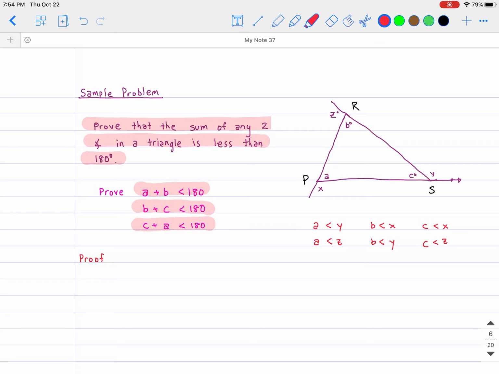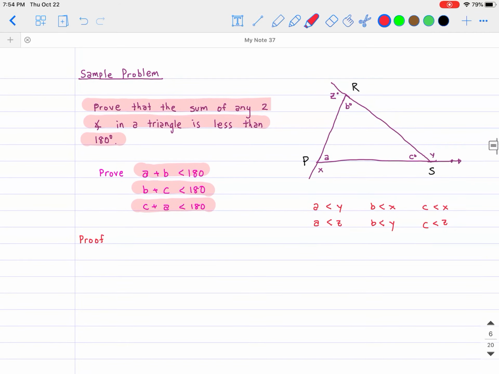So there it is. To restate, this is what I'm trying to prove: A plus B has to be less than 180, B plus C has to be less than 180, and also C plus A has to be less than 180. Now, if I prove one, we can prove the other ones because the proofs are exactly the same thing. So we don't have to do it three times. We just have to pick one of them and go with it. All right, so here is what I'm going to do then.